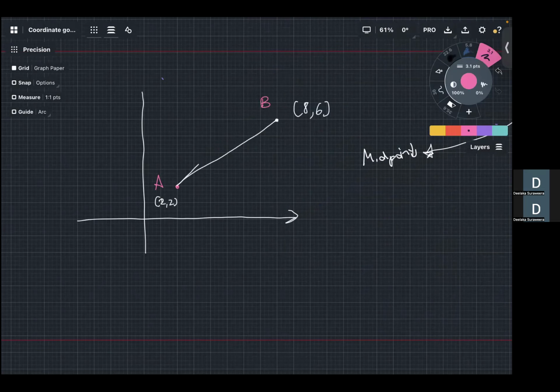Let's say I want to find the midpoint between (2, 2) and (8, 6). It looks like this.